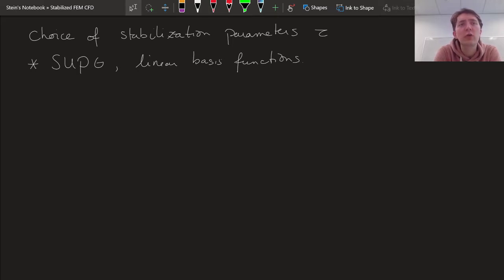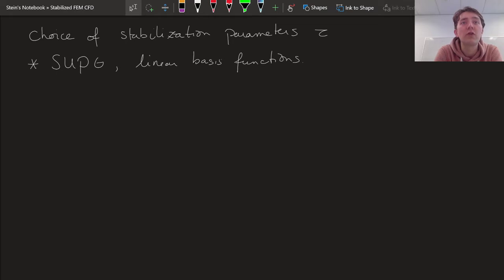And the first thing that we're going to do is talk about the SUPG stabilization again, and specifically the SUPG stabilization for linear basis functions. And we'll see that that actually simplifies a little bit. Afterwards, we'll talk about higher order basis functions. Then we'll do the pressure stabilized Petrov-Galerkin method, also for linear and higher order bases. And then I'll try to combine the two and show you how that would work.